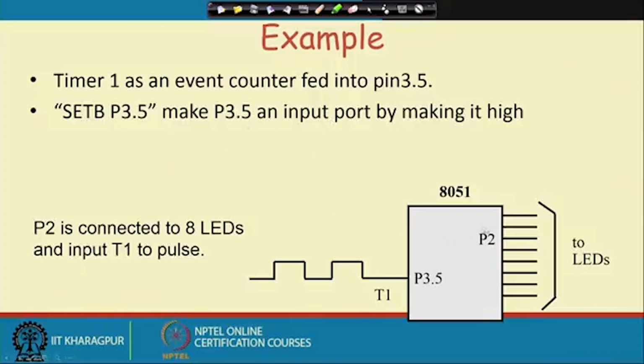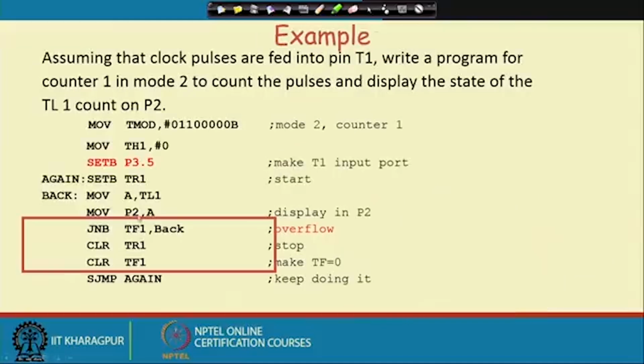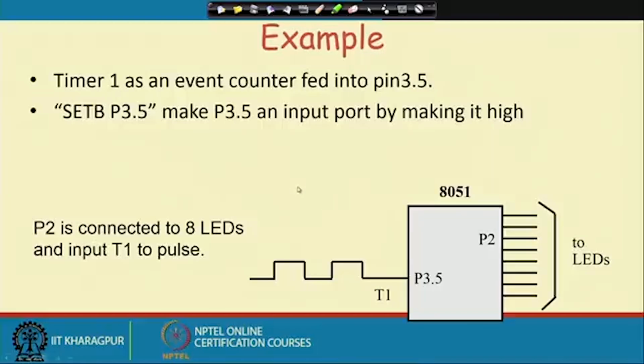Then for our display purpose, I can have 8 LEDs connected on this port P2's lines. We have seen that we are outputting this count of TL1 through the A register onto this P2. So, we can do that here, and connect a number of LEDs here.